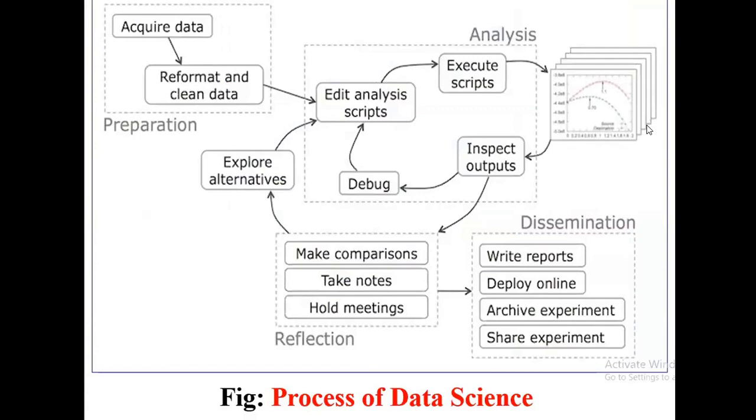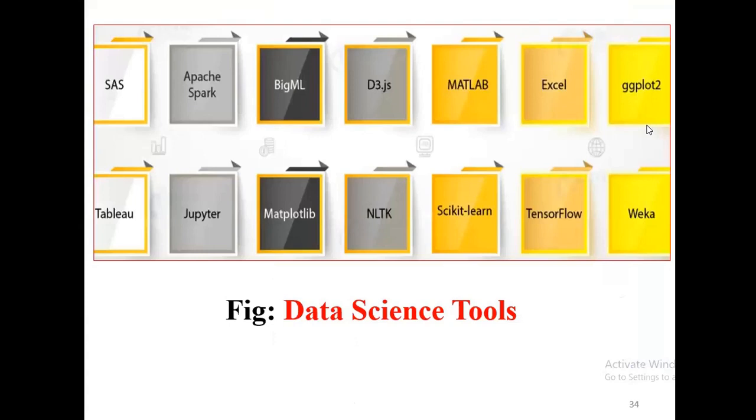So the process of data science: the first step is acquiring the data, preparation of the data, reformatting and cleaning the data, then analyzing the data, applying a technique, getting the results and analyzing the results. Finally, we are communicating with the customers, end users, and stakeholders. These are the data science tools.